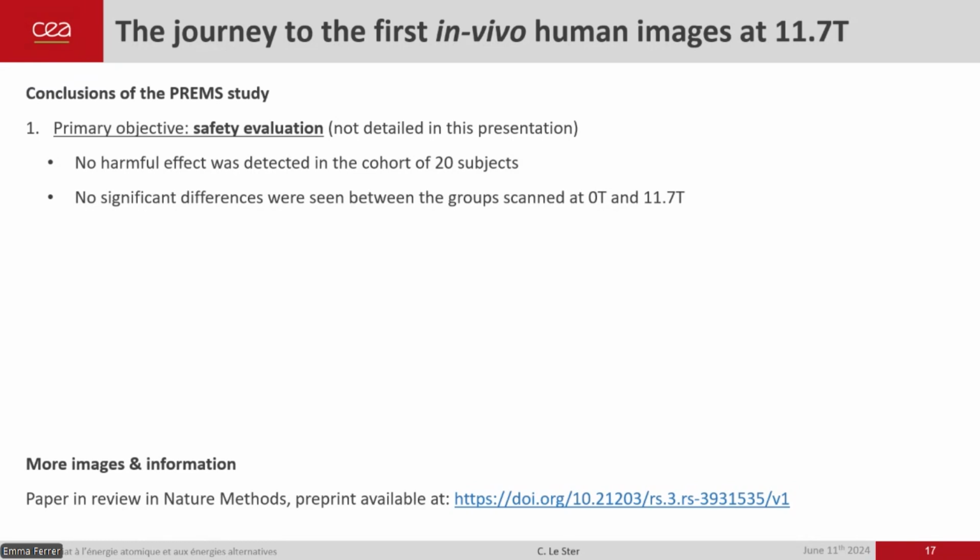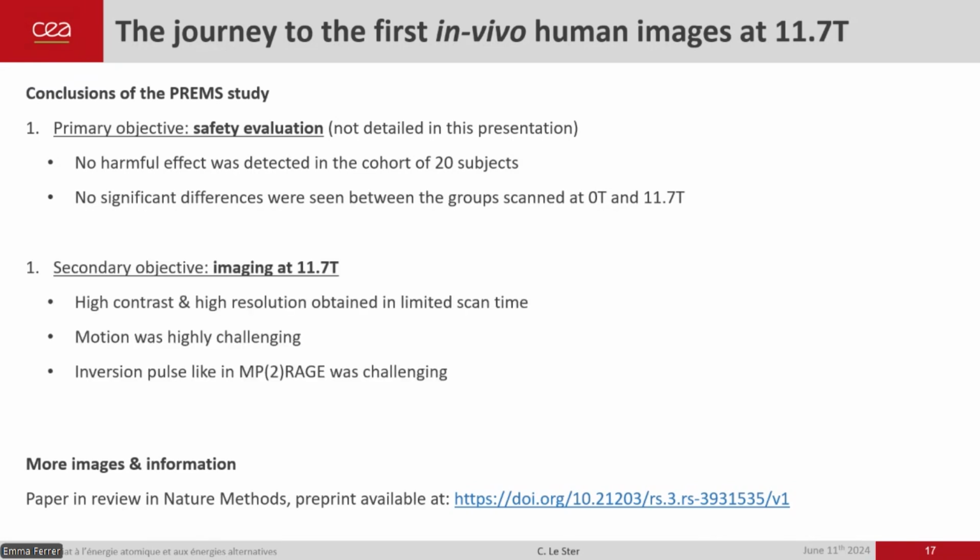So to conclude on the PREM study, its primary objective, as I told you, was safety. I didn't detail it in this presentation, but you can find more information in this paper. We didn't detect any harmful effect on the cohort of 20 subjects scanned at 11.7 Tesla, and we didn't find any difference between the subjects scanned at 0 Tesla and 11.7 Tesla.